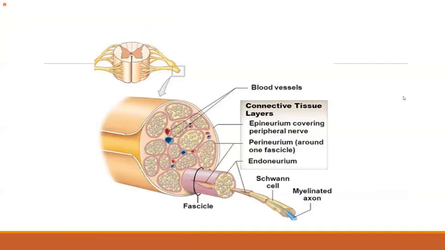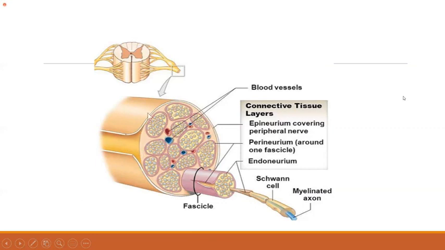If we transect a spinal nerve, we will see a bundle of myelinated axons. A bundle of myelinated axons is held together by perineurium. So 10 to 12 bundles of axons are held together by a perineurium, and they are called a fascicle. These fascicles together form the whole of the nerve.